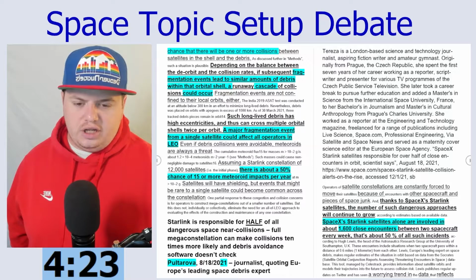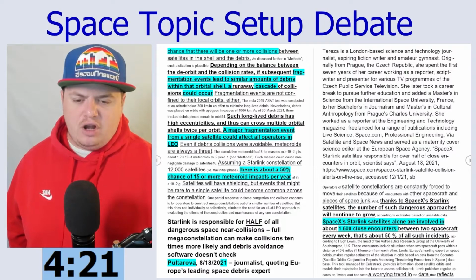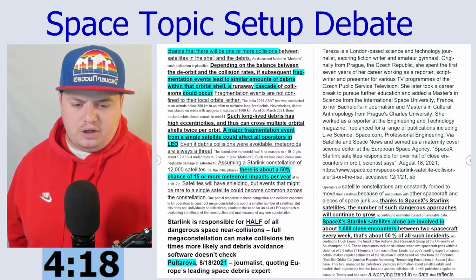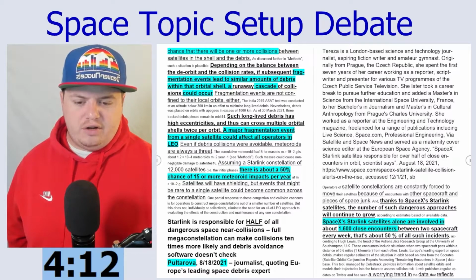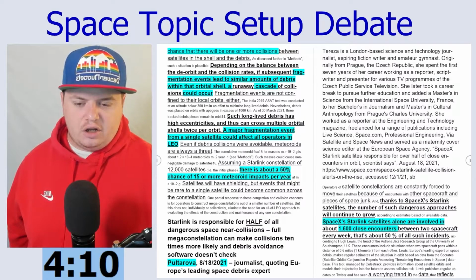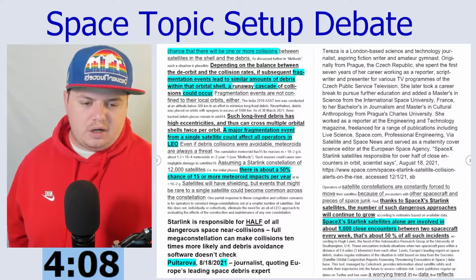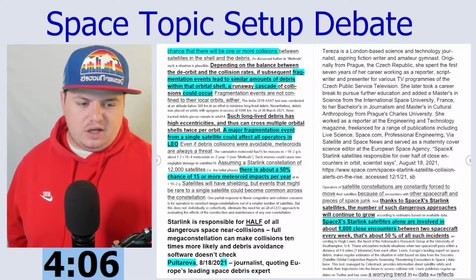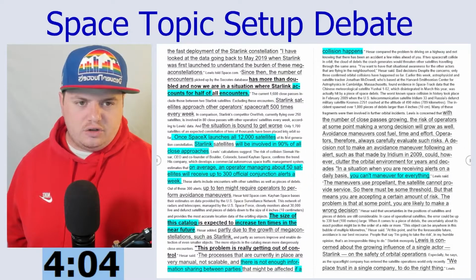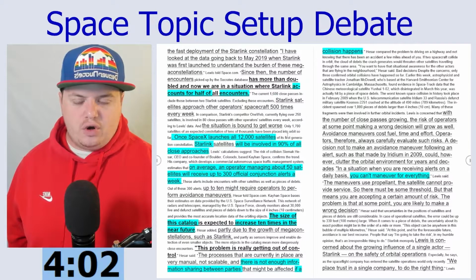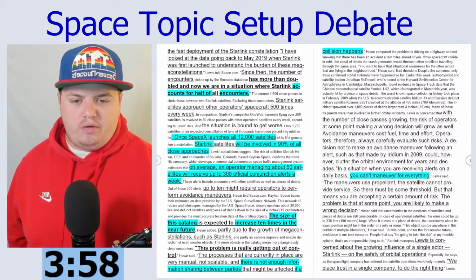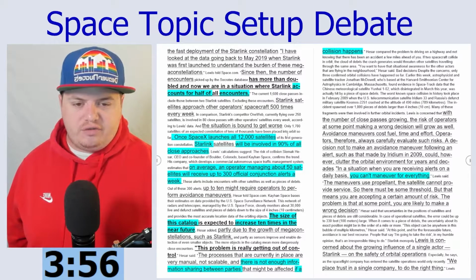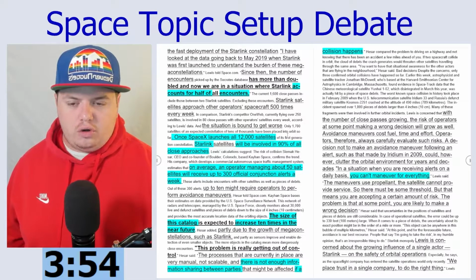Next is that Starlink is responsible for half of all dangerous space near collisions. Full megaconstellations can make collisions 10 times more likely, and debris avoidance software doesn't check. Pultrova, '21: SpaceX's Starlink satellites alone are involved in 1,600 close encounters, which accounts for over half of all encounters. Once Starlink launches 12,000 satellites, Starlink will be involved in 90% of all close approaches.